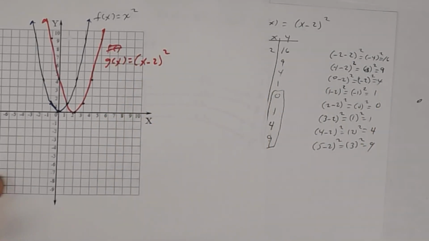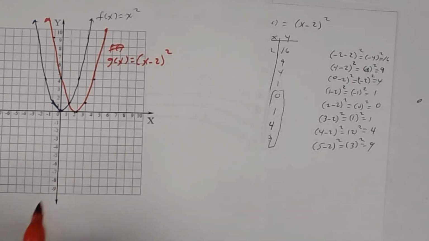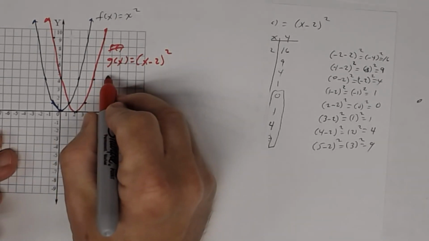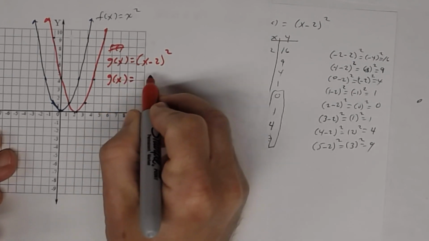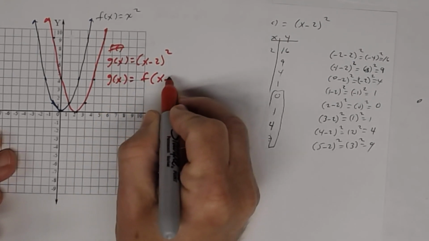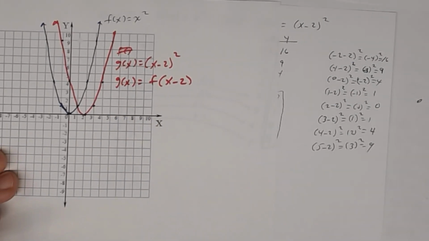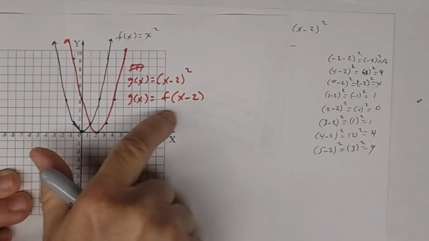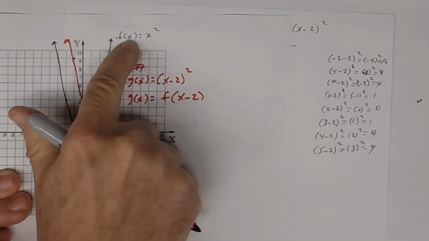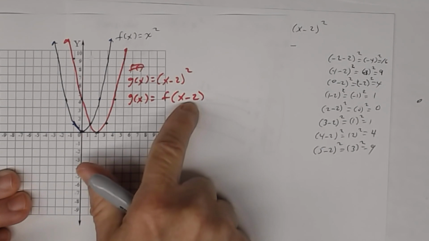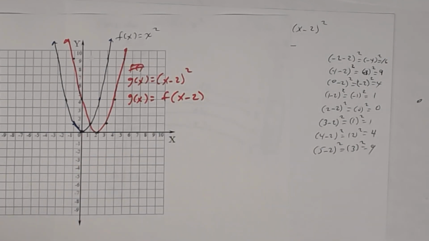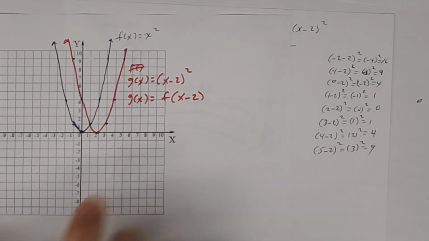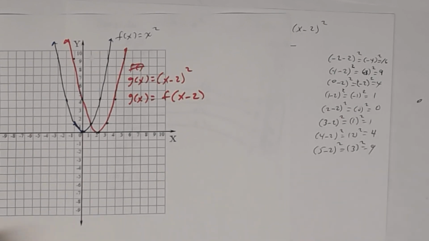Okay? All right. Now, the notation would look like this. So g of x would be f of x minus 2. That's what that means. All right, so f of x minus 2 says I take f of x and I shift it to the right 2 units. So let's talk about that notation right here. That's going to be important, this notation.